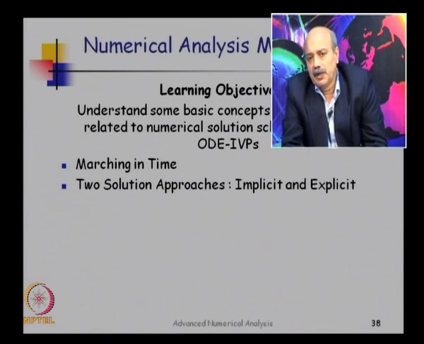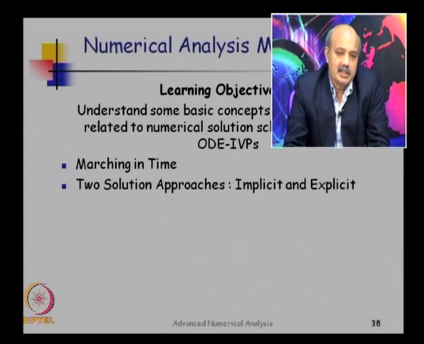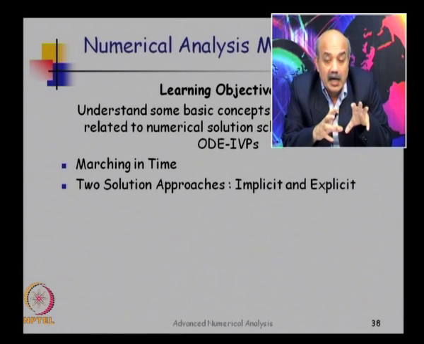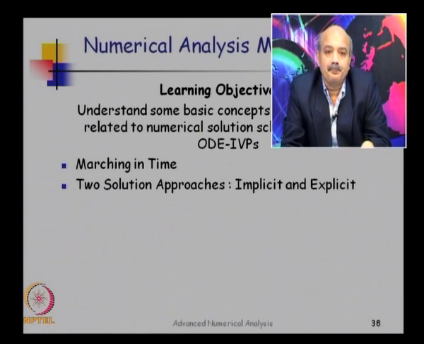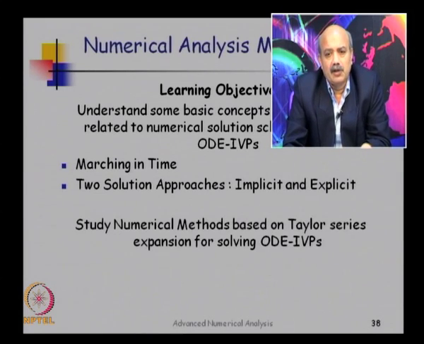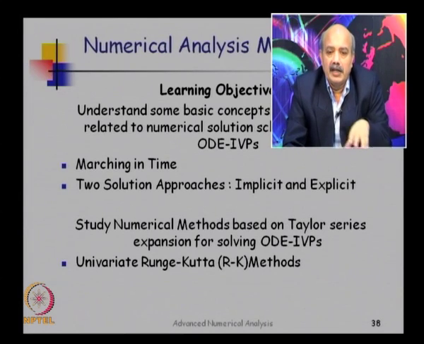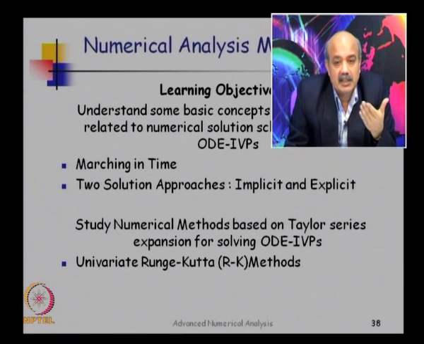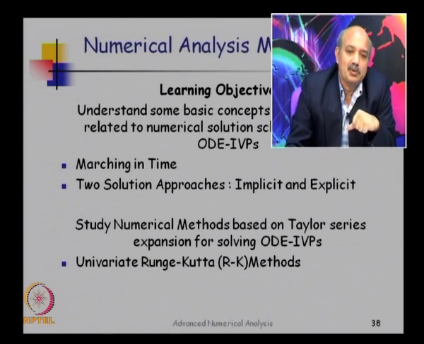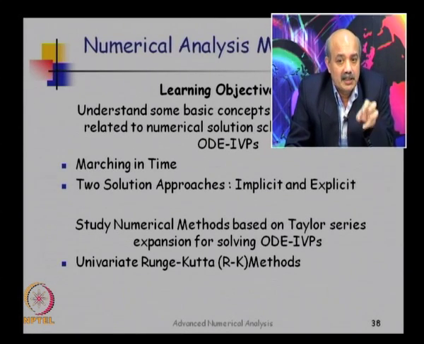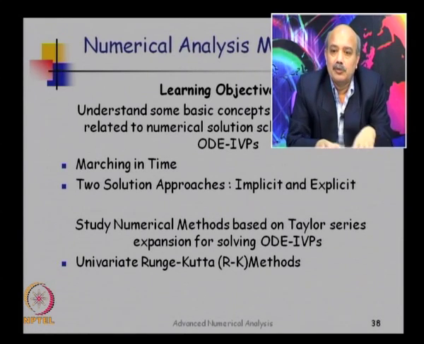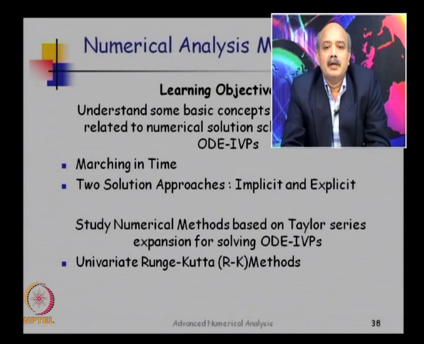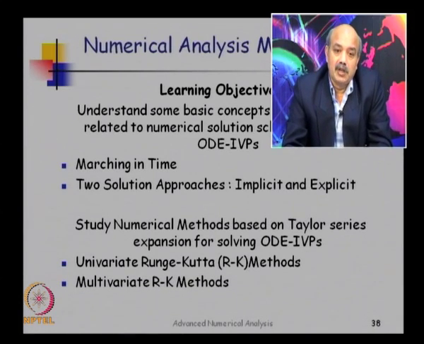If you look at the numerical methods for solving ODE initial value problems, there are two classes. One is explicit methods, the other is implicit methods. So, we will understand what is an implicit method, what is an explicit method, and then we move on to study an important class of methods which is based on Taylor series approximation. Popularly these methods are known as Runge-Kutta methods. They actually arise from Taylor series approximation, and this is where I relate it to the approximation theory part that we have done earlier. So, we will derive here Runge-Kutta methods starting from basics initially for a scalar case and then move on to the multivariate case.